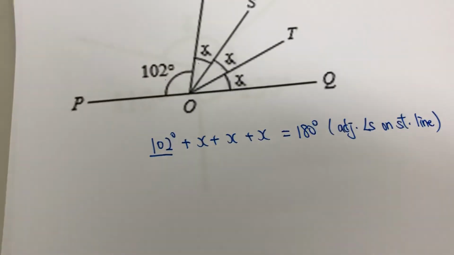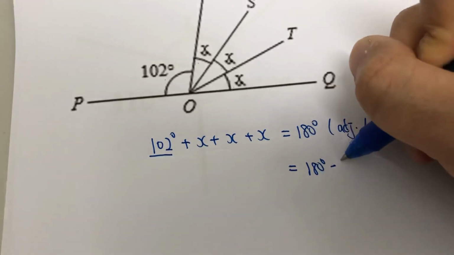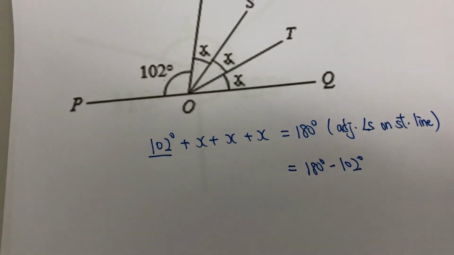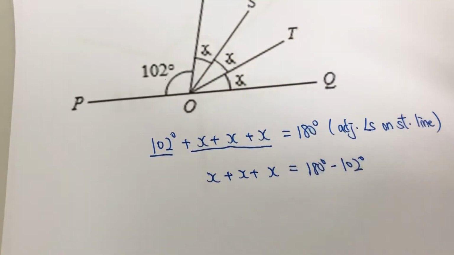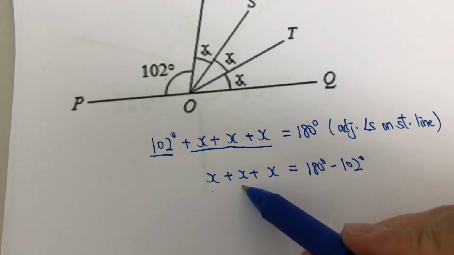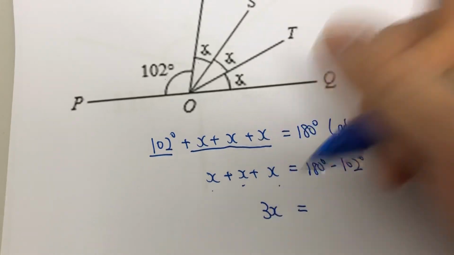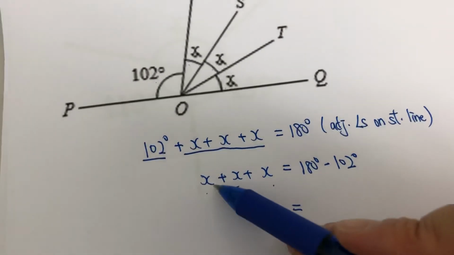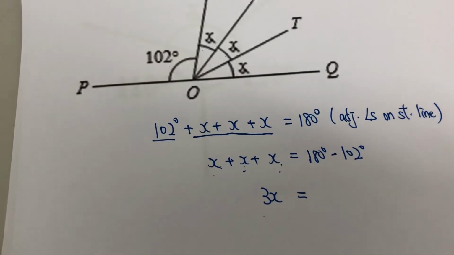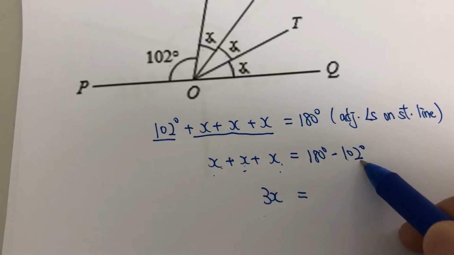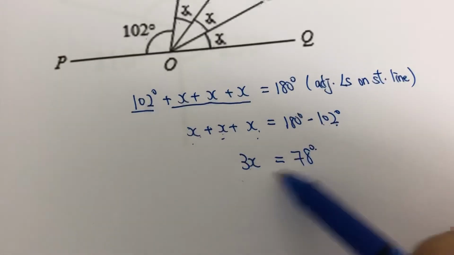Now, to move the 102 positive to the other side, we know that it becomes negative 102 degree, right? So here we have x plus x plus x. 1x plus one more x plus one more x. Altogether, how many x do we have? Yes, we have 3x. They are like terms. We could combine them. Apple plus apple plus apple becomes 3 apples. So that we have 3x. And 180 minus 102 becomes 78 degree. Now, 3x equal to 78 degree.